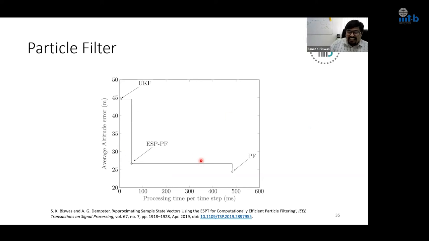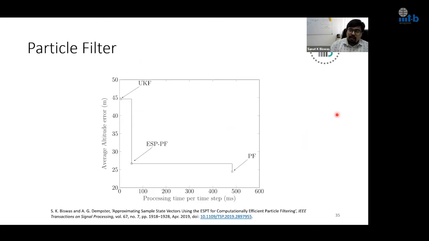So eventually you can see that ESPP does the same thing that it did between EKF and UKF. It reduces the processing time without compromising much of the accuracy. So this is the overall particle filter.